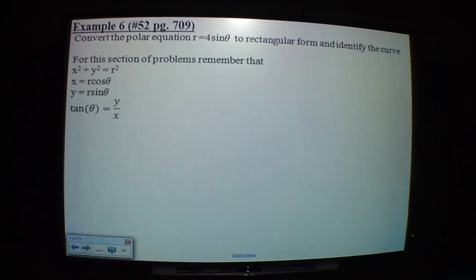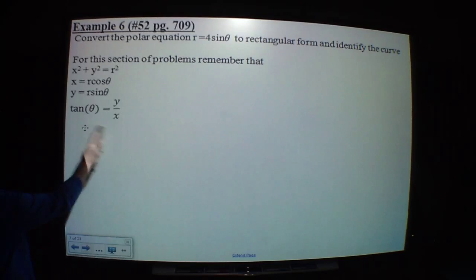Next one. Convert the polar equation to rectangular form. Identify the curve. So remember, x squared plus y squared equals r squared. X is equal to r cosine theta. Y is equal to r sine theta. And tangent is y over x. So don't forget that when you're doing that.